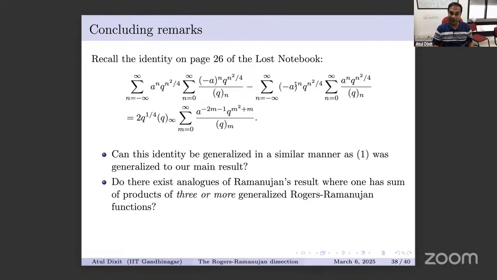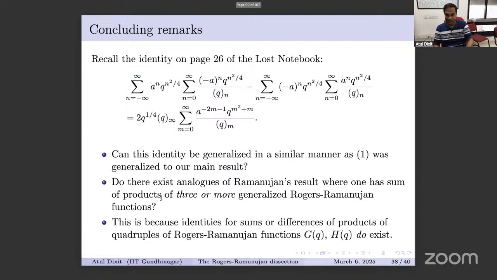Do there exist analogs of Ramanujan's result where one has sums of products of three or more generalized Rogers-Ramanujan functions? So like you have g of q to the power 4 plus q times h of q to the power 4, right? There are identities where you have three functions like g with different arguments or combinations of those, and sums of those functions. So for them, can we find a generalization of Ramanujan's result? That is one question that remains to be seen.